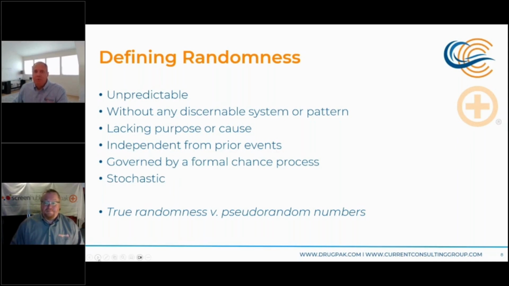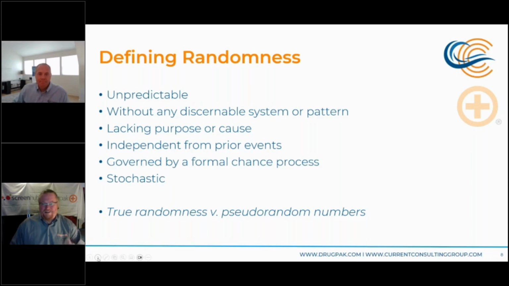And then independence from prior events means that lightning can strike twice in the same place, or the person can be chosen more than once. Because of governmental regulations, our random programs have to be governed by a formal chance process. Perfect. And lastly here, stochastic means the randomness can be used to statistically analyze but not predict the data.